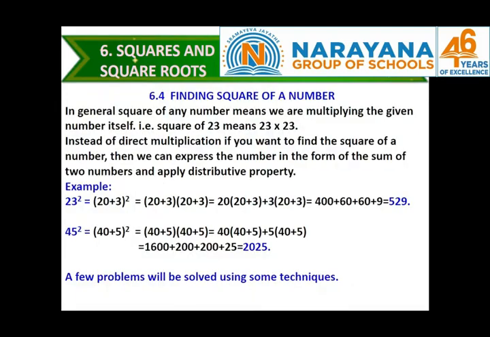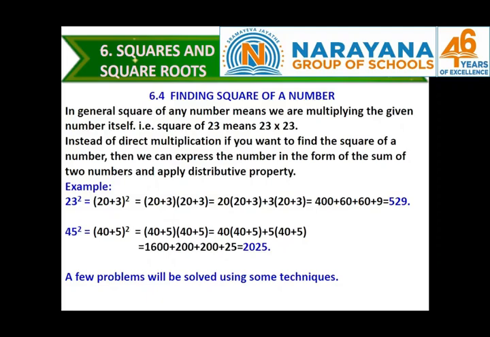Now come to the next concept, finding the square of a number. We know the square of a number means a number multiplied by itself. 23 square means 23 into 23. But here, instead of direct multiplication, if you want to find the square of a number, how is it possible? We need to express that number as a sum of two numbers, and after that apply the distributive property.